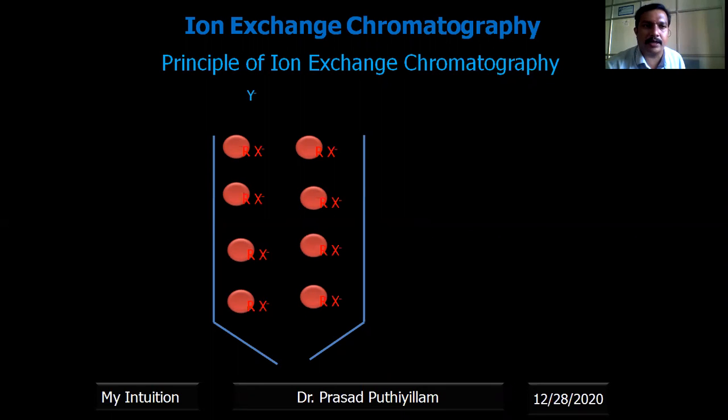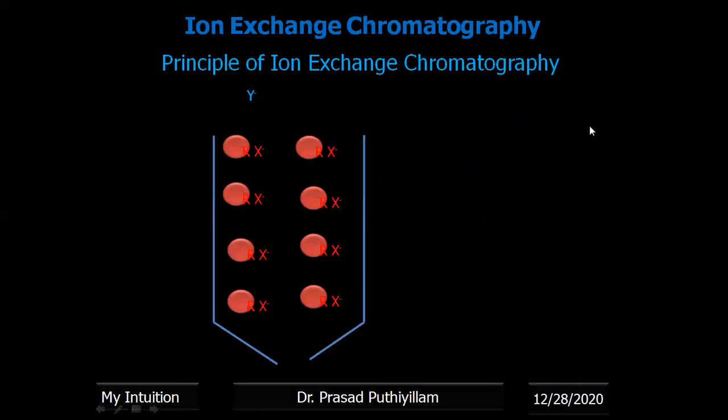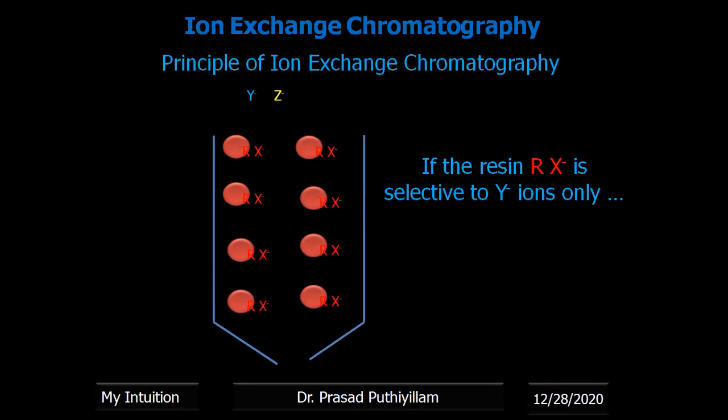So if a solution containing Y minus is eluted through this column, then we can say that a mixture of Y minus and Z minus is eluted through this column, in which the resin R plus X minus is represented here. I can say that it is R plus and X minus. It is selective to Y minus ions only. That means Z minus cannot interact with R plus, but Y minus can interact with R plus.